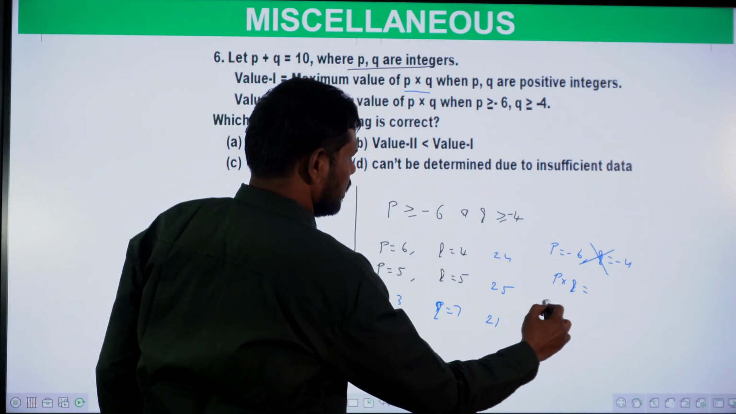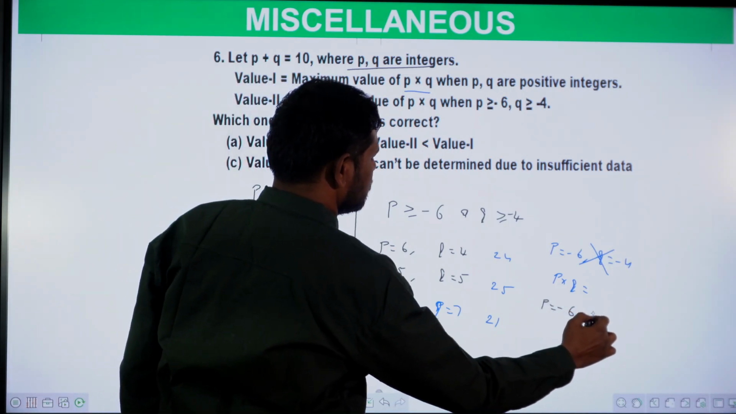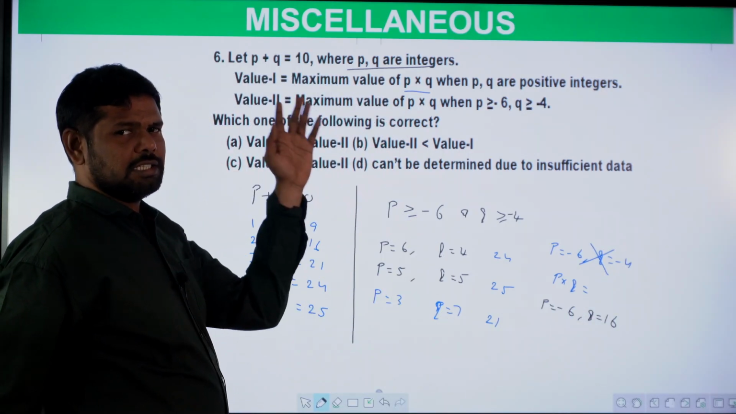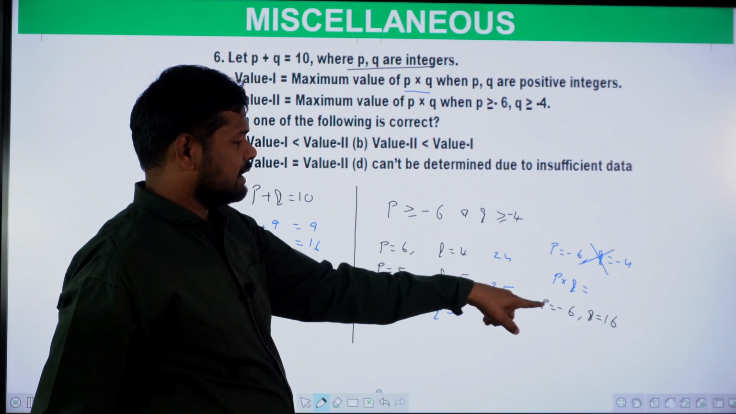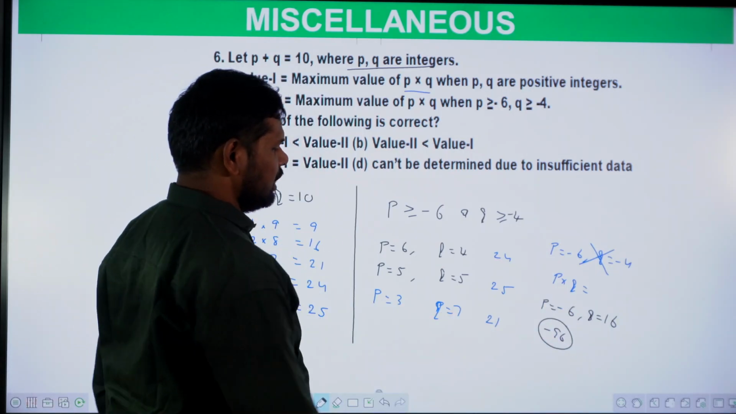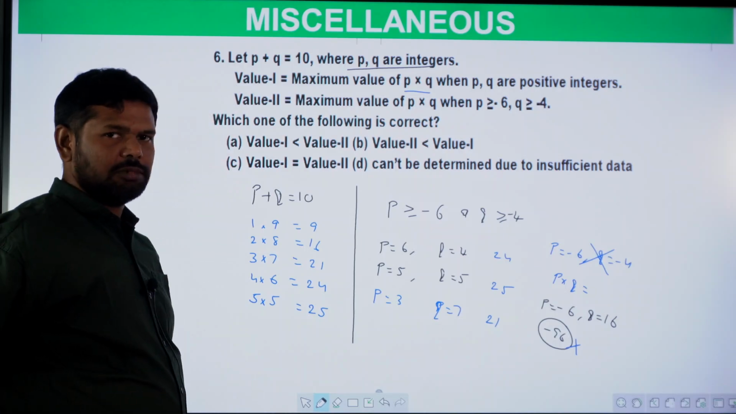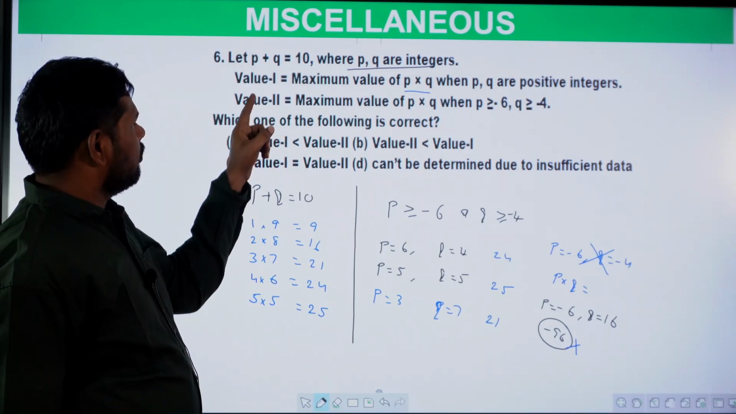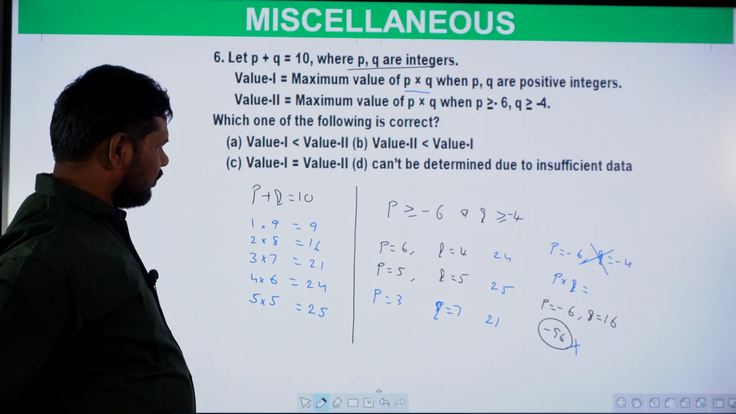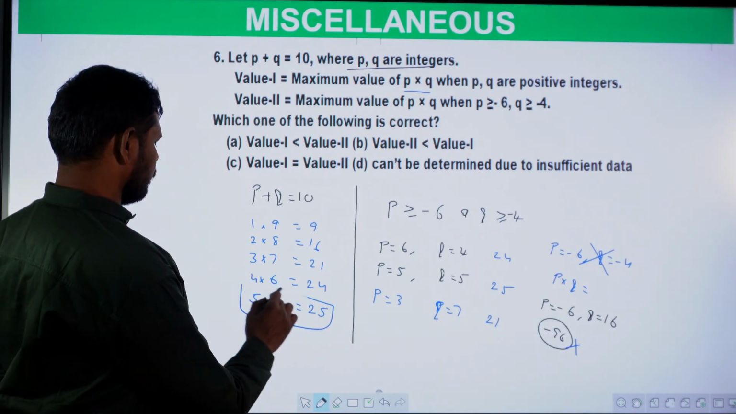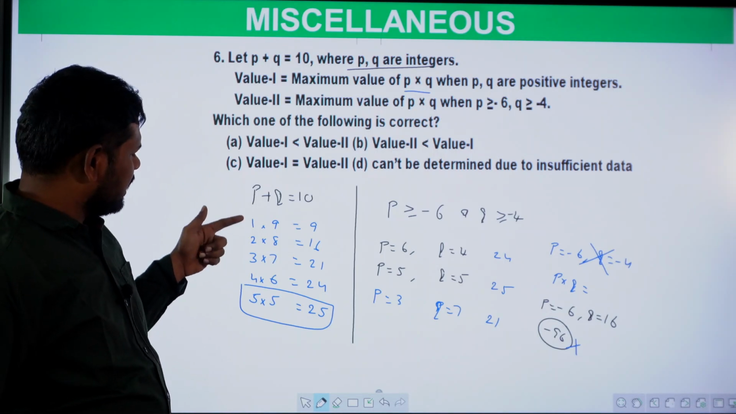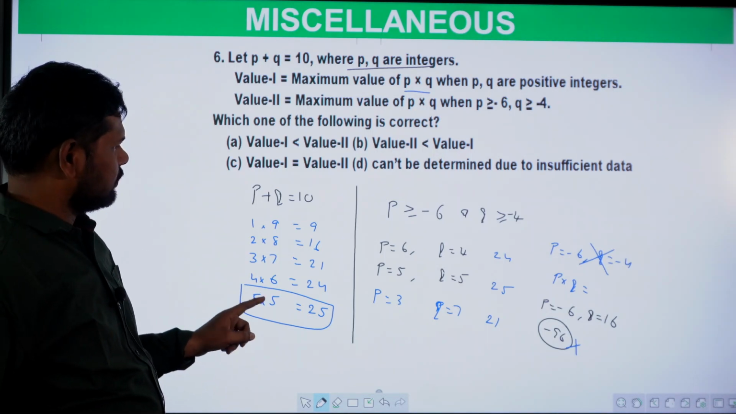But P equals minus 6, Q equals 16: 16 minus 6 is 10. That can be satisfied. 16 into minus 6 means minus 96 here, so it is the minimum value. We are not taking that. Just observe here. But we don't know, P and Q are positive integers, so the maximum value here, we get 25. Right? Based on those different observations, we get 25 here.